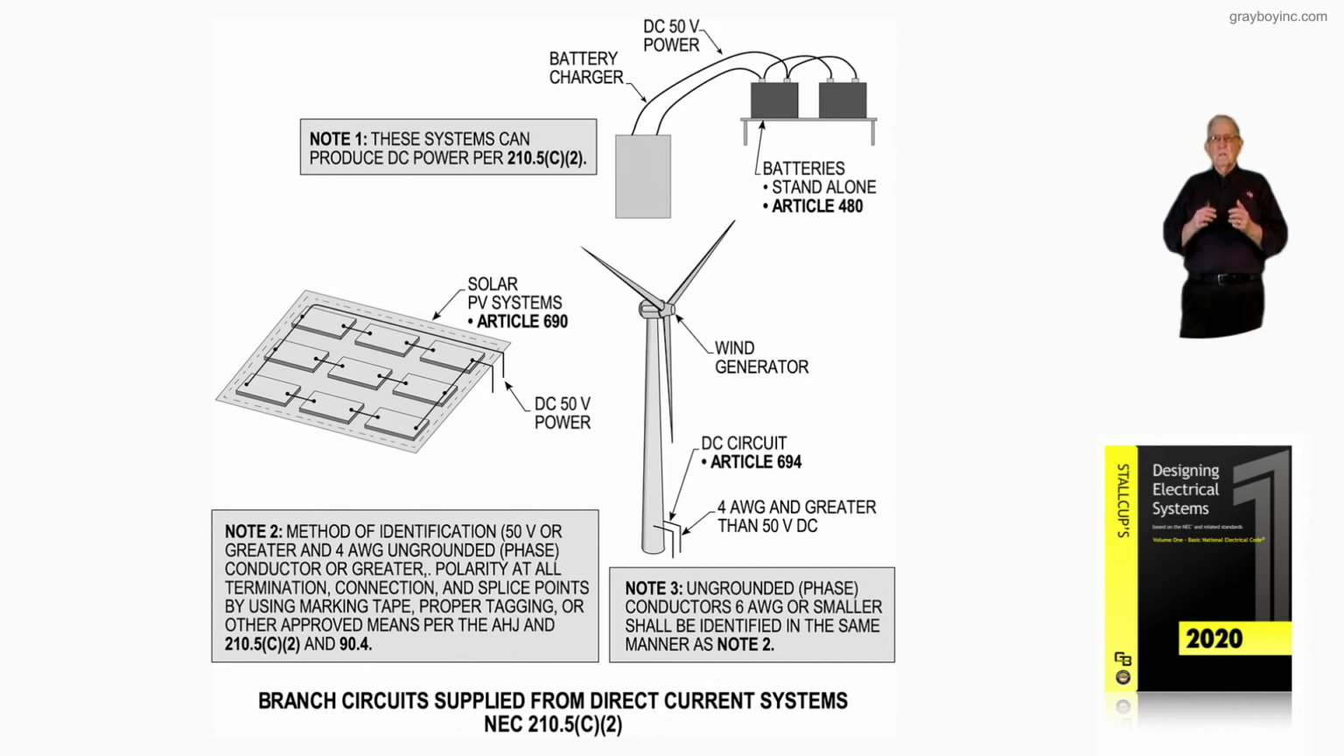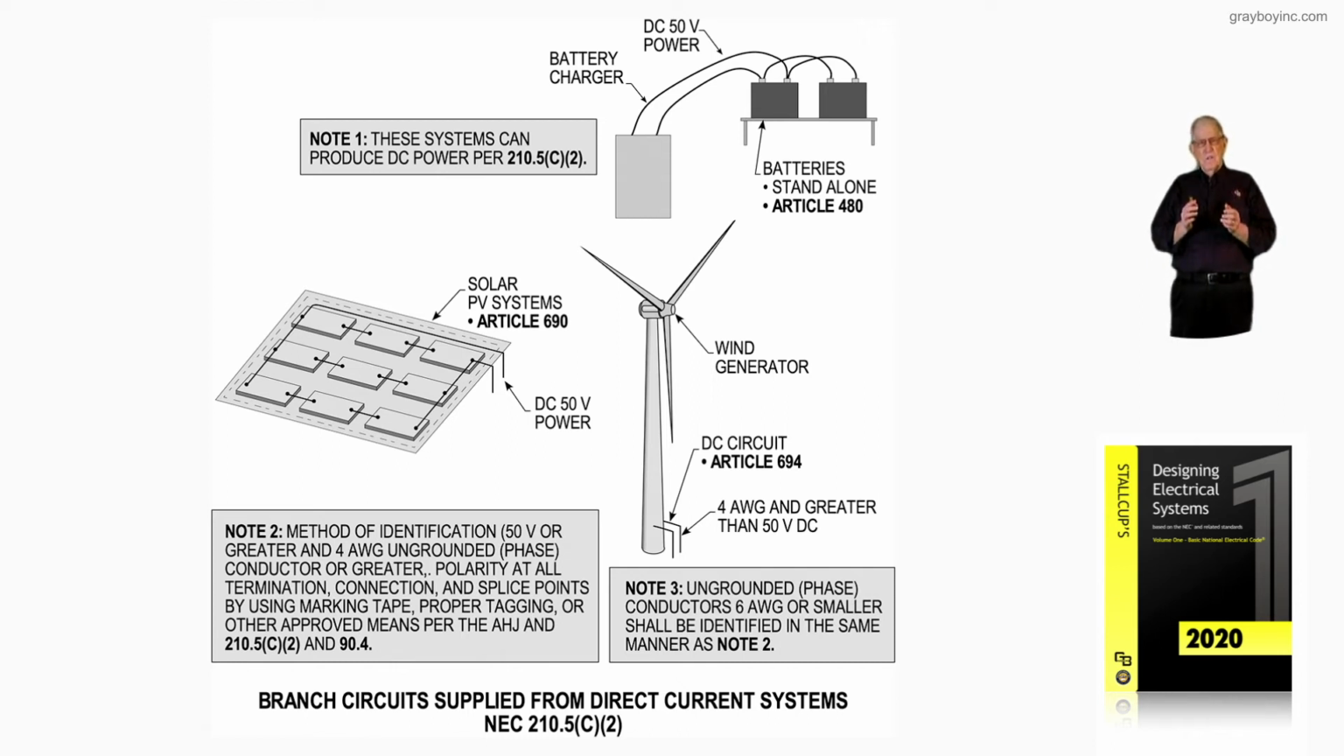Now we would look at each individual power source producing DC. Notice the batteries, they're in Article 480, standalone type system. Solar PV systems, we install those per 690, and our work on 690 would take all day to go through, and when I say all day, I mean 8 hours. Now, we have wind generators, and it takes about half a day to go through that article, 694.